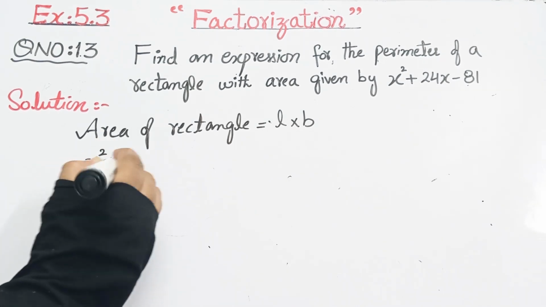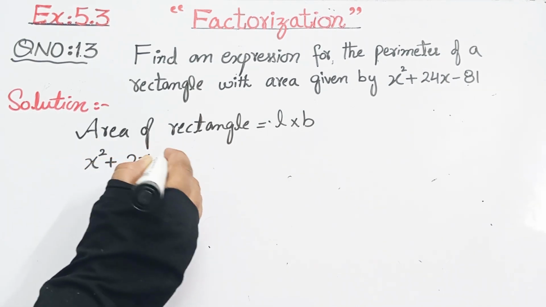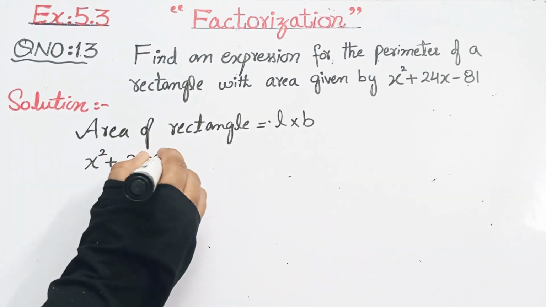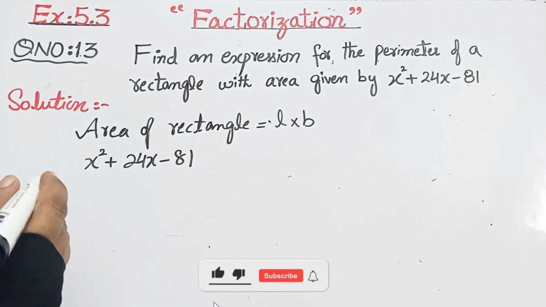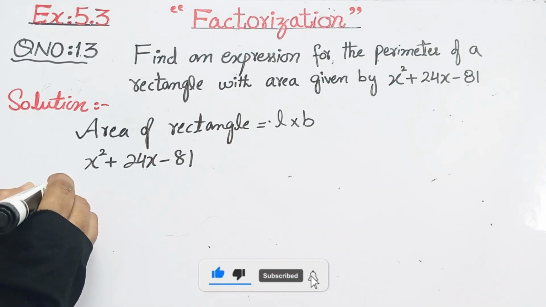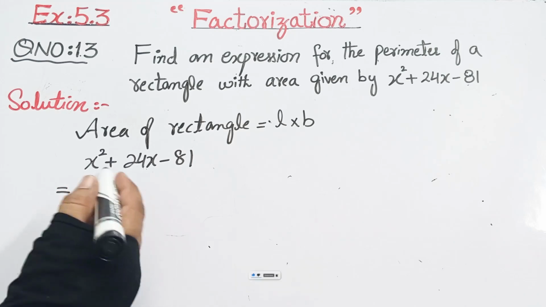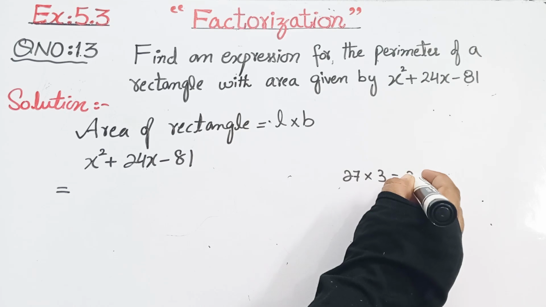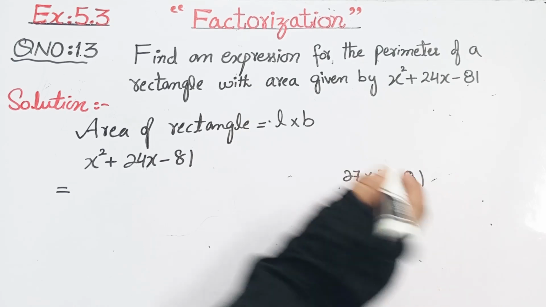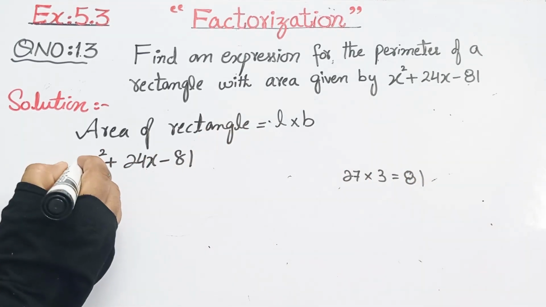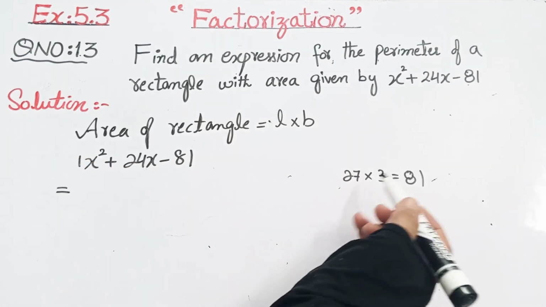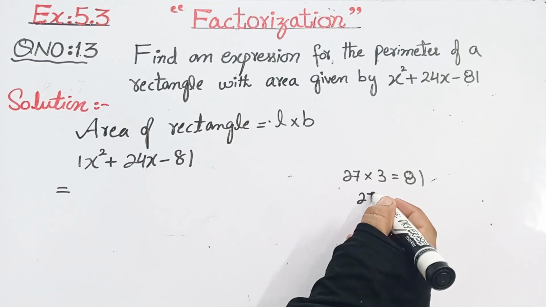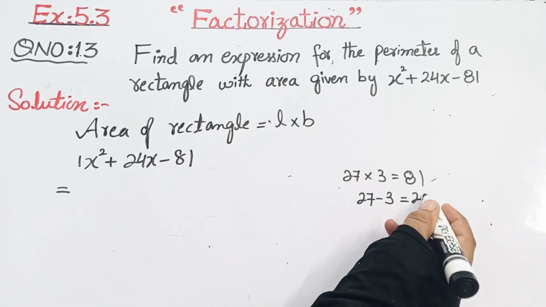x square plus 27x minus 3x minus 81. So factorize it. Mid-term break: 27 multiplied by 3 gets 81, because we need 81 as the product of 1 x square and the constant term. So 27 times 3 is 81 and 27 minus 3 gets 24.